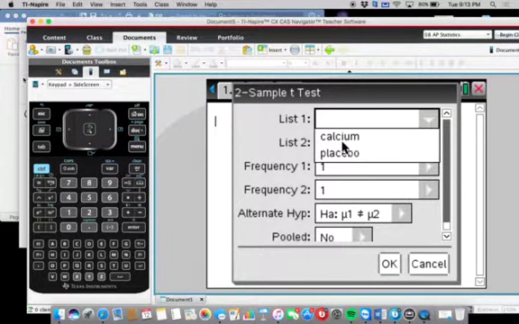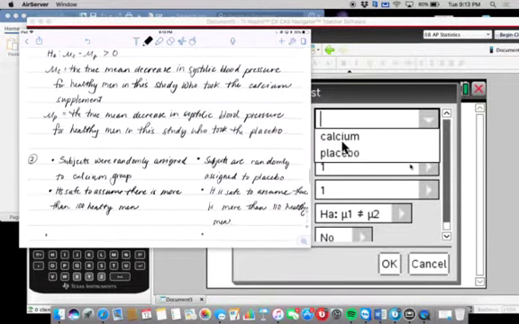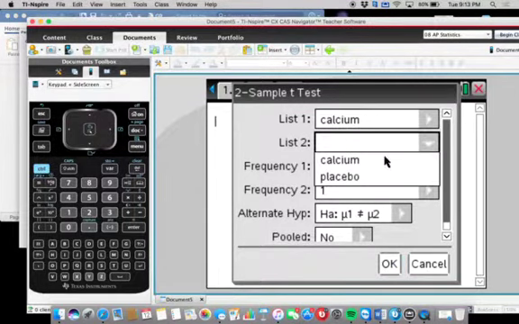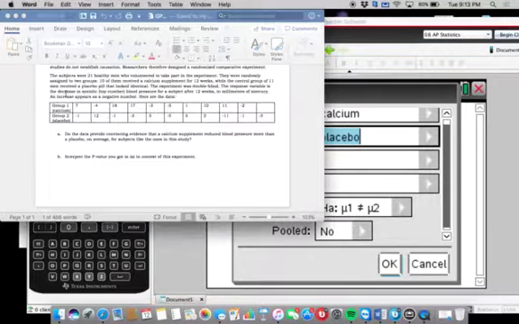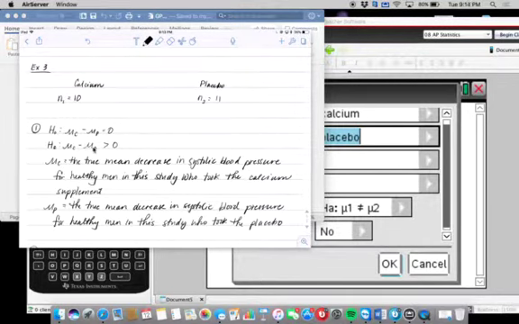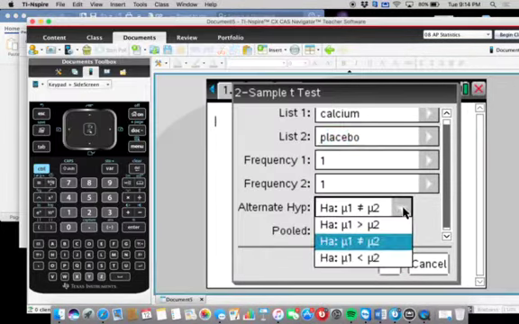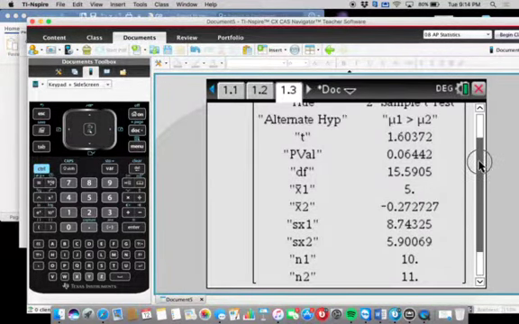Remember that in our problem, we define mu1 to be the calcium, the first population to be the calcium. So we're going to type in calcium over here. Okay, list 2 is going to be the placebo. Frequency stays the same. Okay, now our alternative hypothesis, if you remember, was that calcium has to be greater than the placebo one. So when you type in your alternative hypothesis, you need that the first population is greater than the second population. So mu1 is greater than mu2, and it's not pooled. Pooled is just when the population means are equal. Okay, you're always going to type in no. So click OK, and there we have all of our information.